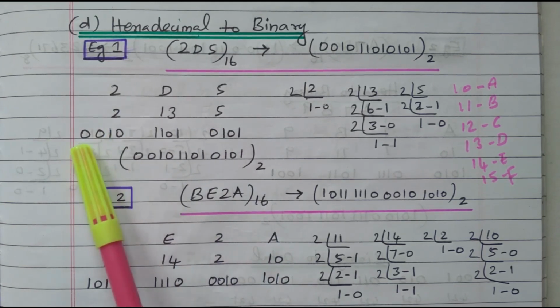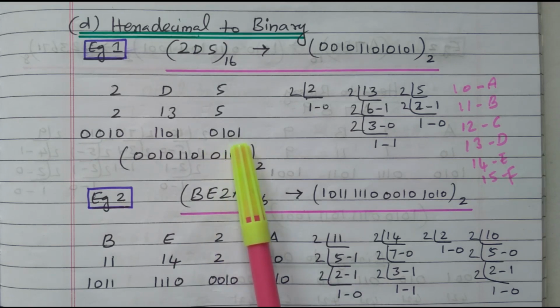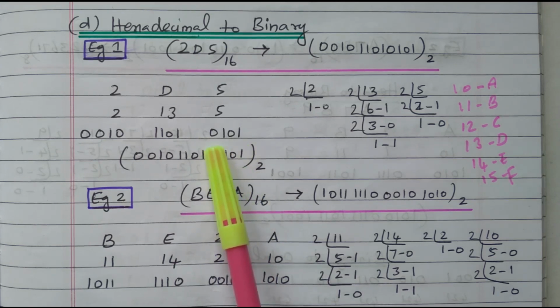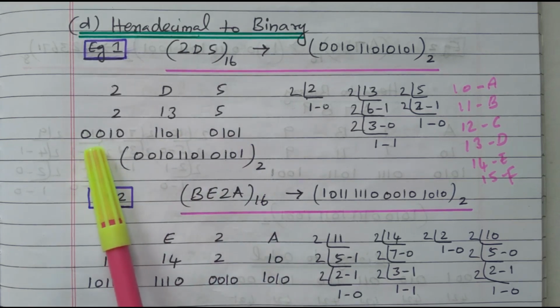Now 2 is converted into binary, D is converted into binary, and 5 is converted into binary. Here 1 0 is padded with zeros because of shortage. Now combine all these values. These two zeros do not affect the value because they are added on the MSB side.